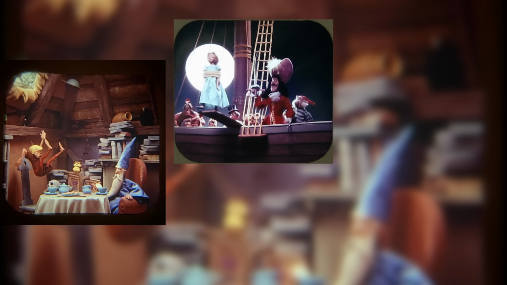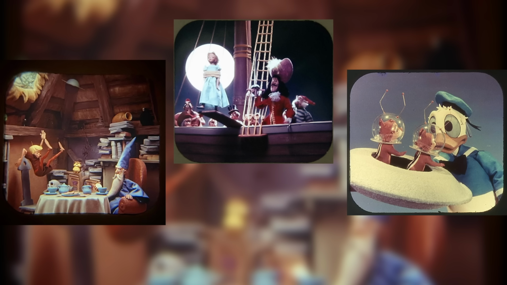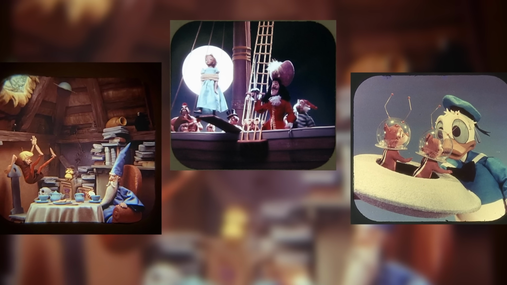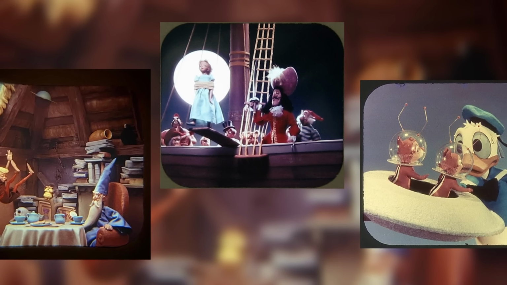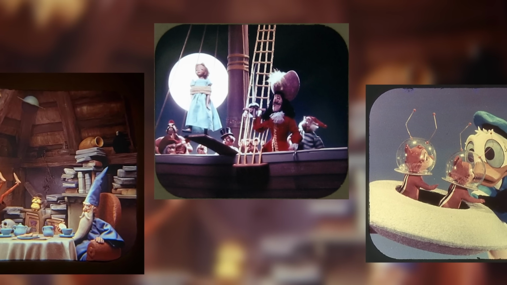Florence Thomas, Joe Liptak, and Martha Armstrong Hand were not Disney employees. They were independent artists hired by Sawyer to work on the ViewMaster line. They were contractors, but they treated the Disney license with absolute reverence.